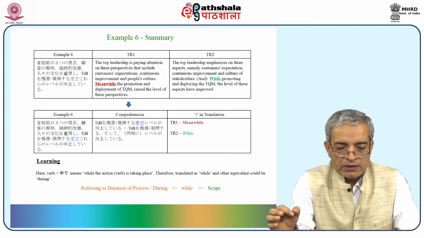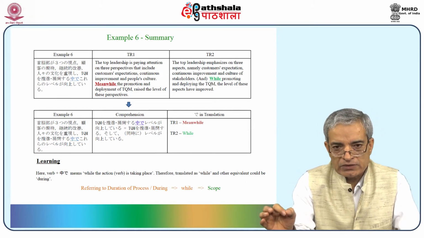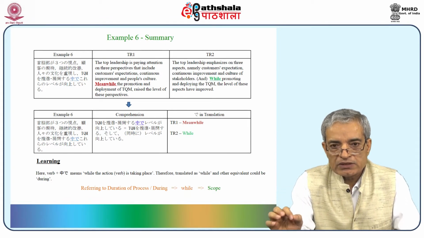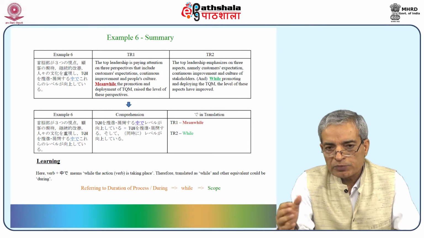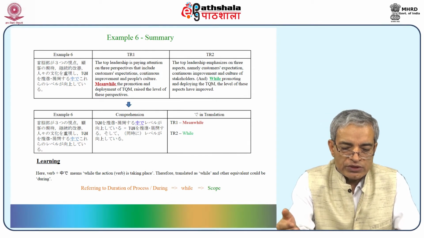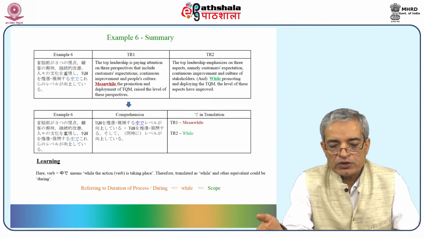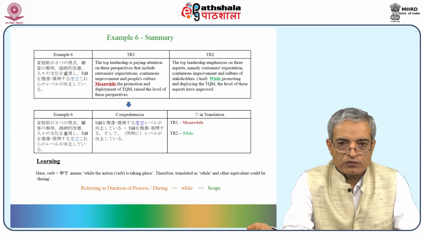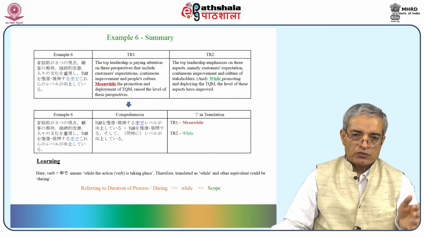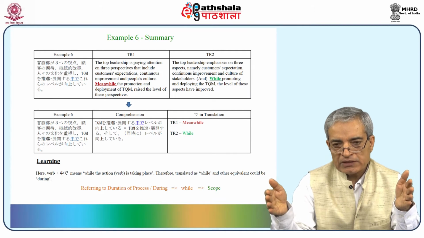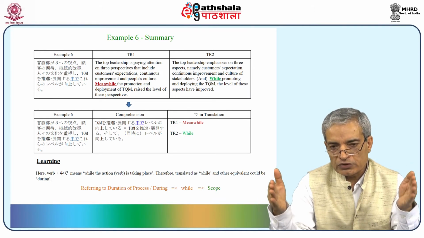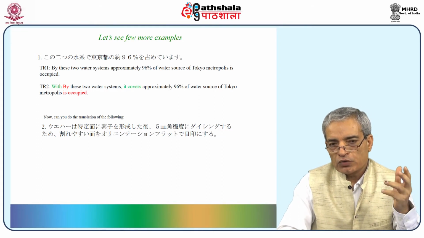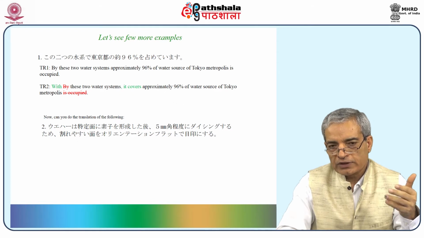So verb plus naka de means while the action is taking place. Therefore, the translation in this case is while, and another equivalent could be during also. Now, referring to duration or duration of process, or during, therefore the translation or the equivalence was while. Once again, if you say during this period or while this is happening, it means it is limiting the scope for the duration. Let's see a few more examples now, and let me see how you attempted, or whether you are really active or not.